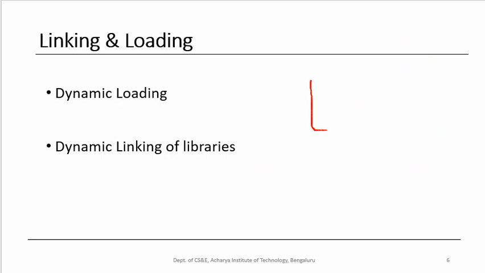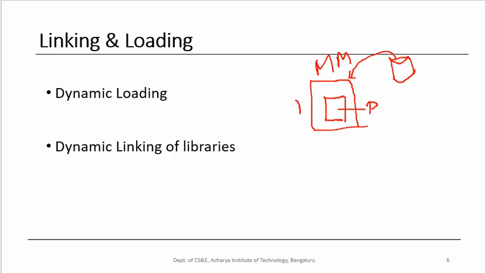Okay, now that we have understood that to execute the program, it has to be brought from the hard disk to the main memory. Let's say at load time we bring the entire program P into the main memory. If that is the case, then the program size cannot go beyond the size of the main memory. So that becomes a limitation.